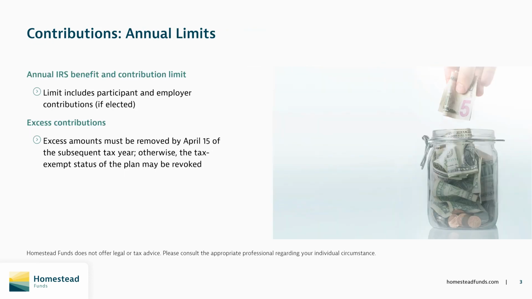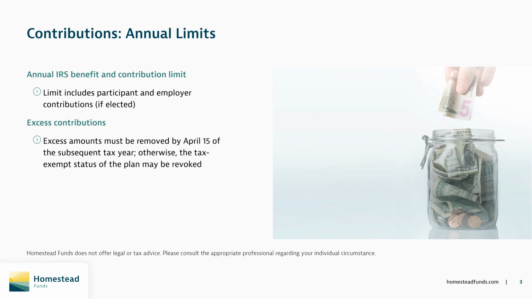We've previously referenced the annual limits, so let's talk about them for a minute. Like the 401k plan again, 457B plans are subject to IRS contribution limits that are typically adjusted annually. You'll find the current benefit and contribution limits on homesteadfunds.com. As mentioned previously, unlike other plans, the participant and the employer contributions are contained in the overall limit.